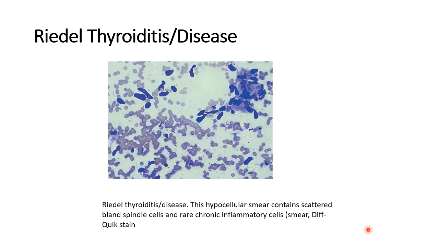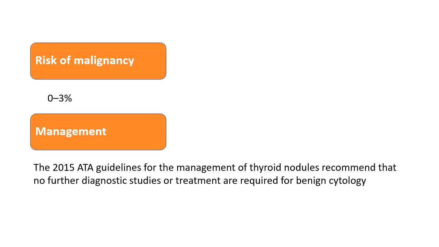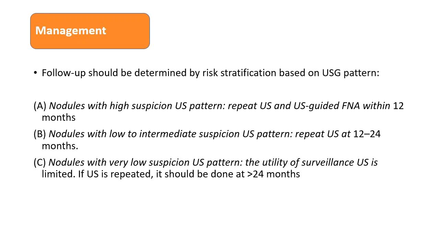The risk of malignancy in category 2, that is the benign category, is 0 to 3%. So there is very less chance of malignancy in these cases. And according to 2015 ATA guidelines for the management of thyroid nodules, it is recommended that no further diagnostic studies or treatment is required for benign cytology. However, follow-up can be done, and it should be determined by risk stratification based on the ultrasound pattern.